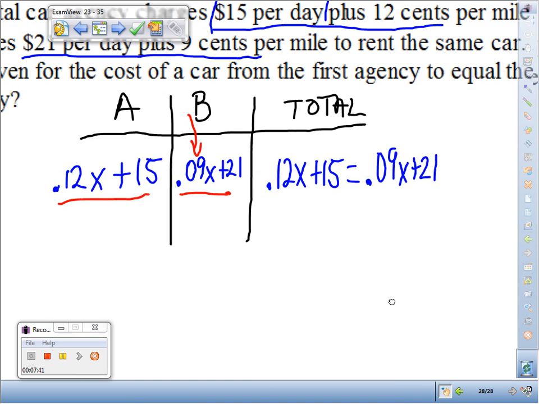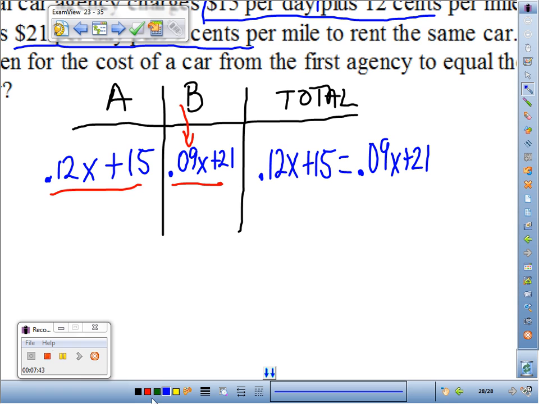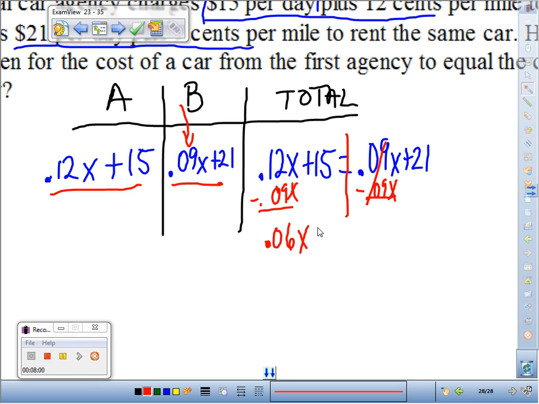Do we know how to solve those kind of equations? Yes. Draw our line down the equal sign. What is the smallest variable? 0.09, so we subtract 0.09x, subtract 0.09x. We're left with 0.06x plus 15 equals 21. Let's see, you finish it off.